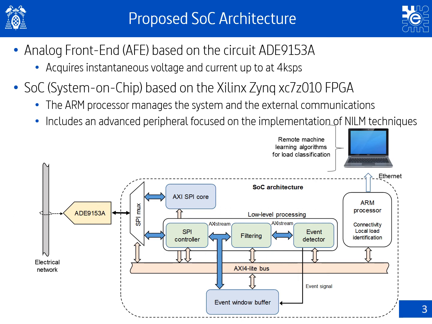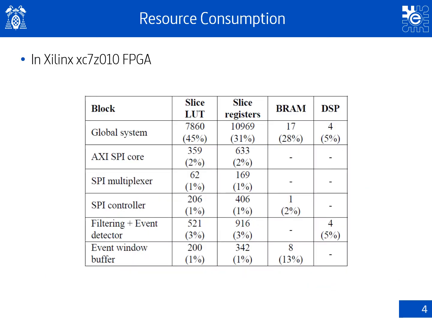As can be observed in the figure, the device is managed by the SoC architecture through an SPI link at 10 MHz. Using this link, the input samples are directly sent to an advanced peripheral, which is dedicated to the detection of the on-off switching from appliances, known as events. There is also an ARM processor in the architecture in charge of the global management, which is also responsible for possible upstream communication.